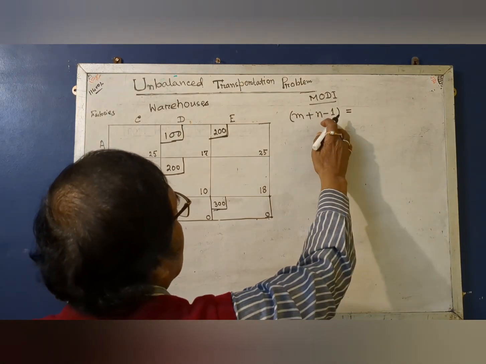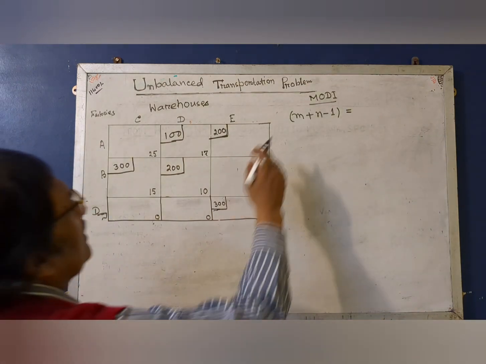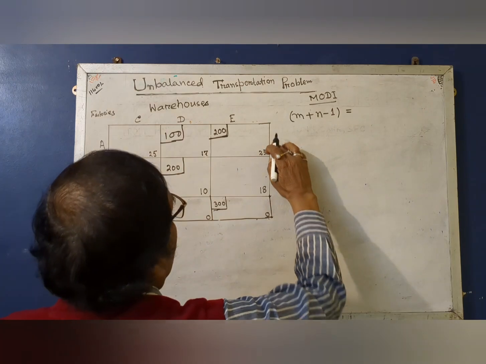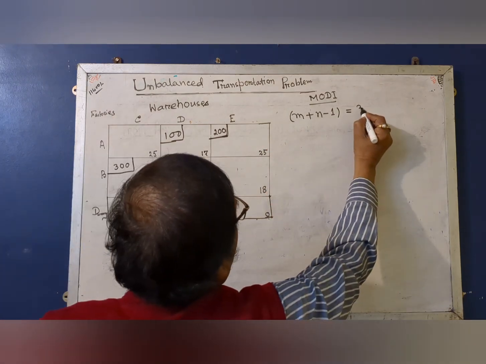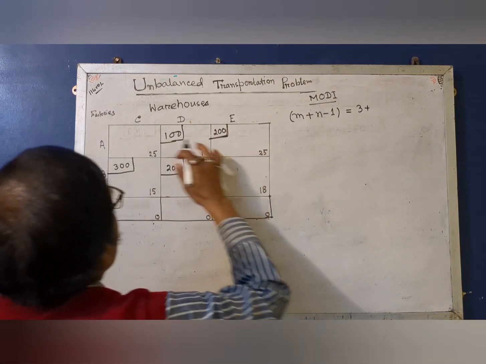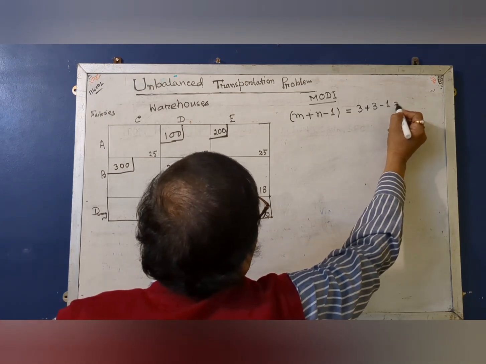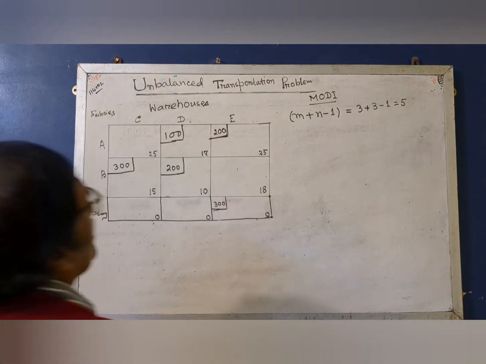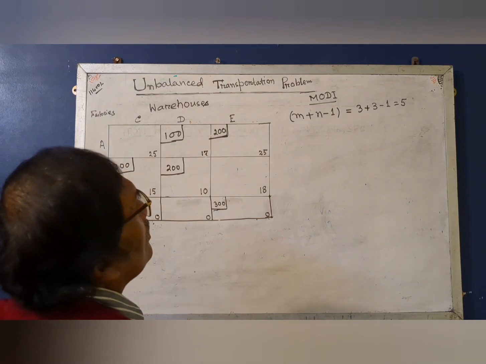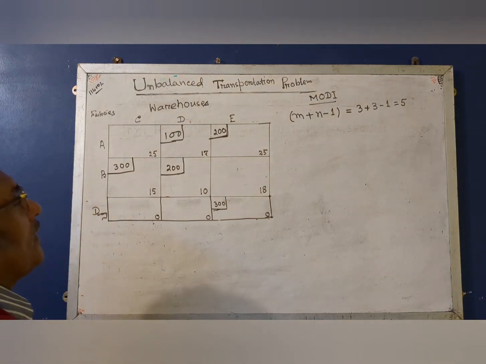The number of allocations must be at least m plus n minus 1. What is m? m is the rows. Here there are 3 rows. Now n is the columns: 1, 2, 3, there are 3 columns, minus 1. That means 5 allocations are required to apply MODI.